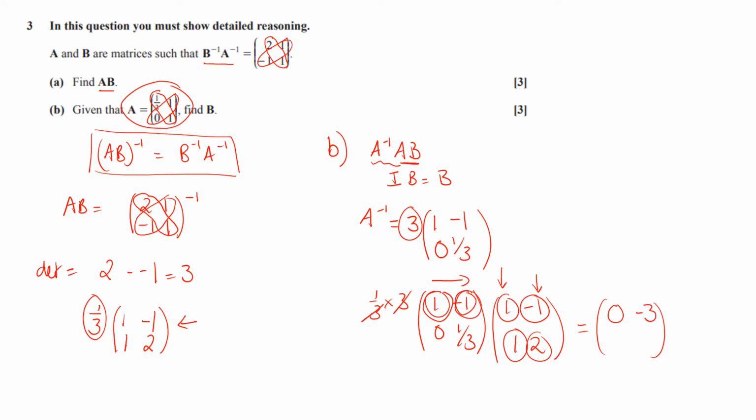Then do the same on the bottom. You need to times along here and then times along the row. So to get this first element, it's going to be 0 times 1 plus 1/3 times 1, which is 1/3. And then you're going to have 0 times minus 1, 1/3 times 2/3, so it'll be 2/3. So that will be our answer for B.